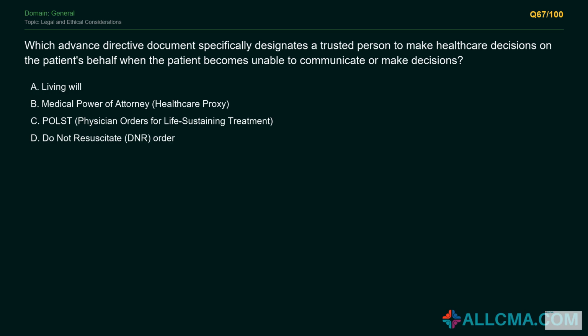Question 67. Which advance directive document specifically designates a trusted person to make healthcare decisions on the patient's behalf when the patient becomes unable to communicate or make decisions? Option A, living will. Option B, medical power of attorney, healthcare proxy. Option C, POST, physician orders for life-sustaining treatment. Option D, do not resuscitate, DNR order.